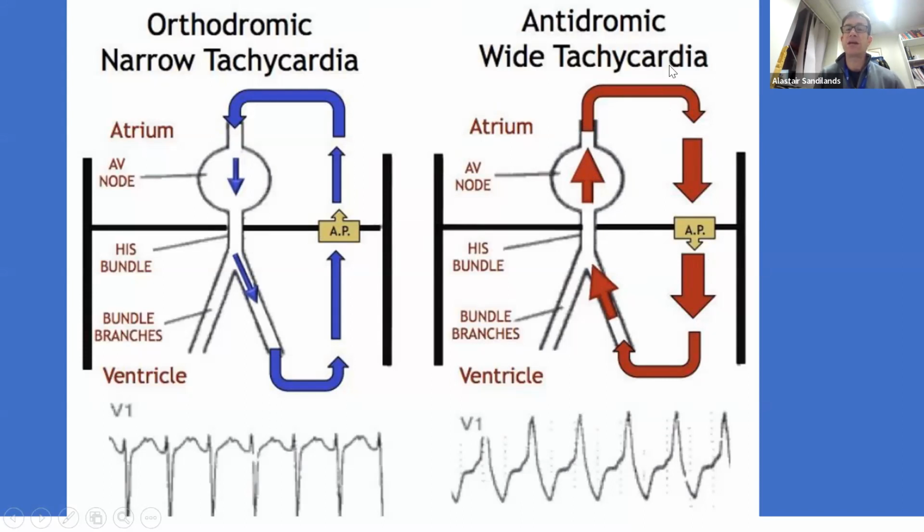It's called antidromic because it's going the other way, antidromic forwards over the pathway. This is orthodromic, which is down the AV node and back up the accessory pathway. I'm just hopeful, have I clarified that for everybody? Any questions?